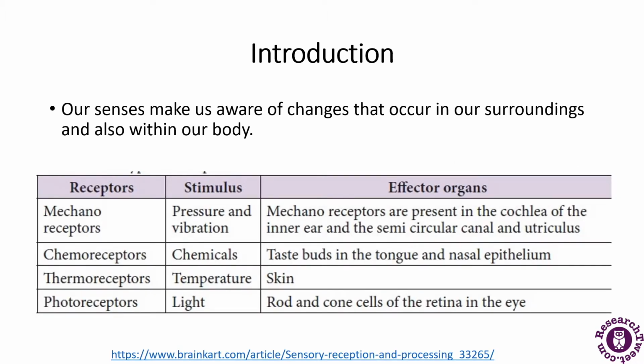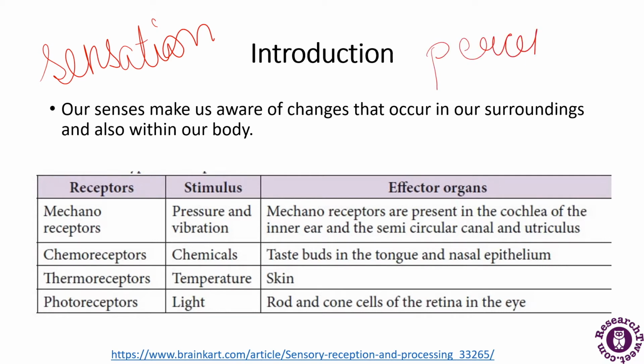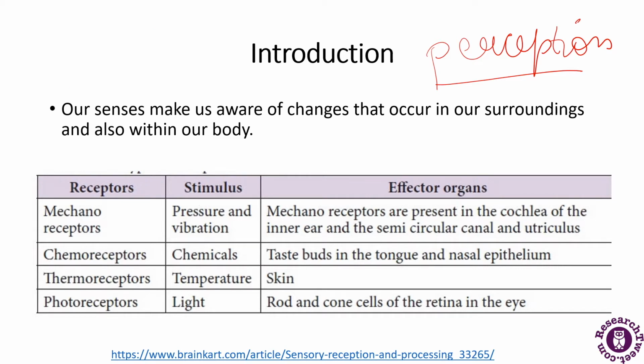Our senses make us aware of the changes that occur in the surroundings and also in our body. If I talk about the term sensation, then sensation means awareness of the stimuli. And if I talk about the term perception, what does it mean? This term means the interpretation of the meaning of the stimulus that occurs in our brain. So these are the meanings of these two terms.